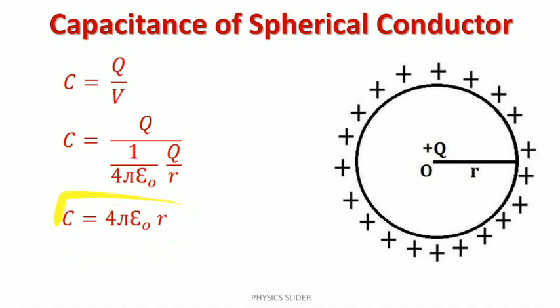From here we can see that the capacitance of a spherical conductor depends upon, this is the constant, so it will depend upon R, the radius of the spherical conductor. So the capacitance of a spherical conductor depends upon its radius. It does not depend on any other factor, it only depends upon the radius. Since this is a constant, we can write C is directly proportional to R, which means the capacitance depends upon the radius of the spherical conductor.